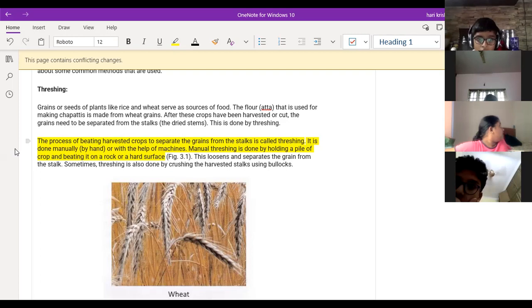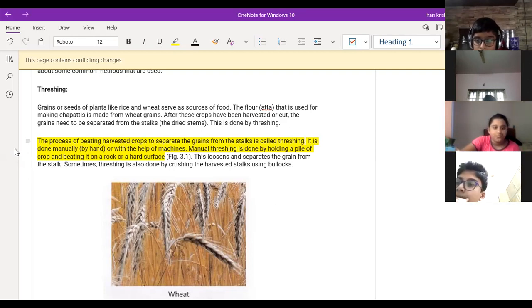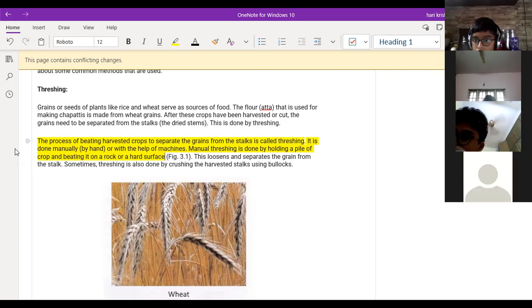Simply, what does threshing mean? Beating the harvested crops to separate the grains from the stalk. Okay, sir. That is called the threshing process.